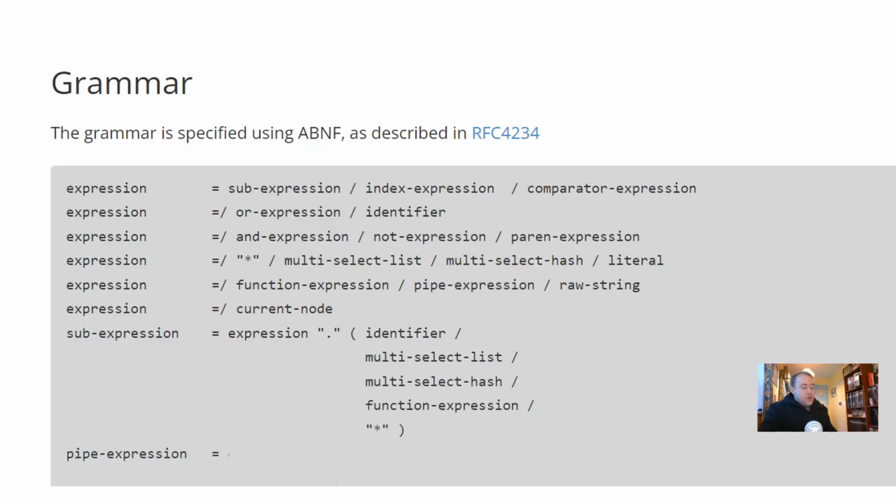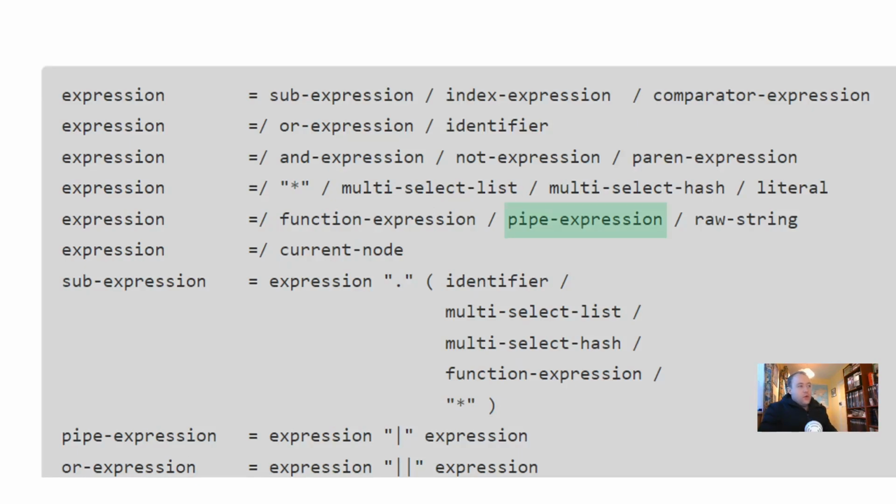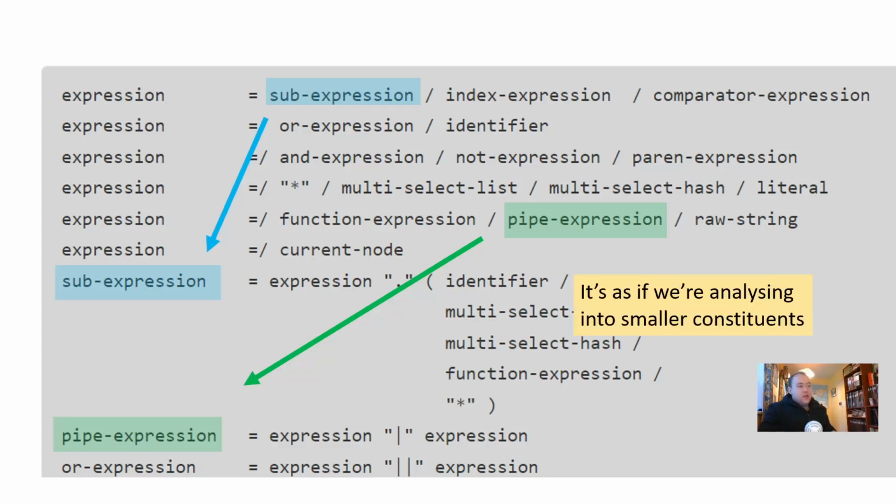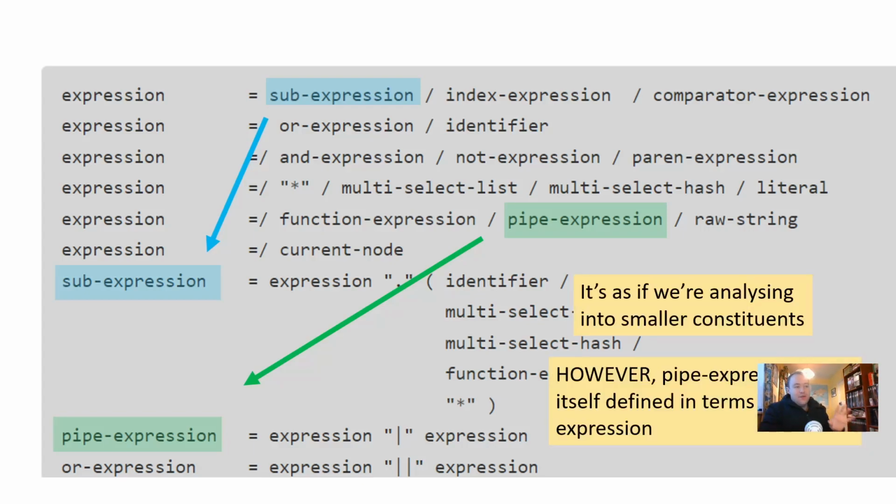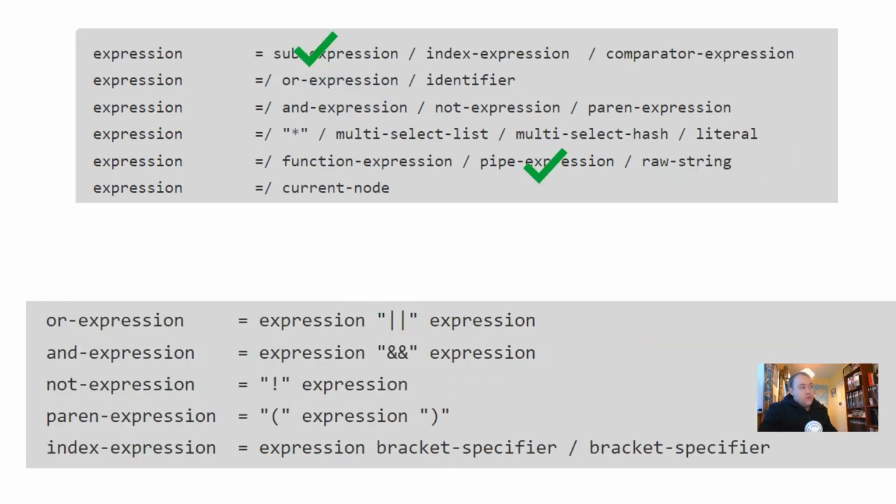And then we go and say, well, what's a pipe expression? Well, that's an expression or a pipe between two expressions, and then or expression at the end there at the bottom. So you can see what we're doing. All these things are being in turn defined. So pipe expression is up here. Well, what's a pipe expression? Sub expression is up here, and we're going and defining what a sub expression is. So it's as if we're analyzing into smaller constituents. However, pipe expression is itself defined in terms of an expression, so we can refer back. There is some recursiveness to it, and that's its advantage. So all these things are going to be discharged, or expression.